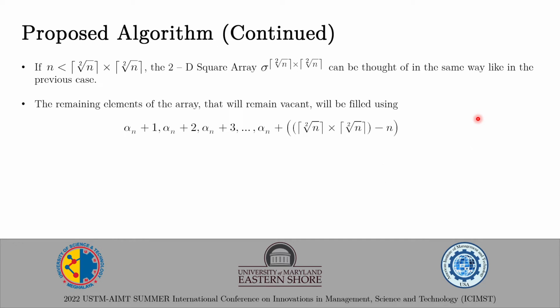Now, if the value of n is less than the product of both of them, then it's very obvious that the square array we are talking about isn't filled completely. So the remaining indices that are not filled will be filled as alpha n plus 1, alpha n plus 2, alpha n plus 3. It will just go on like that until the square is completely filled.